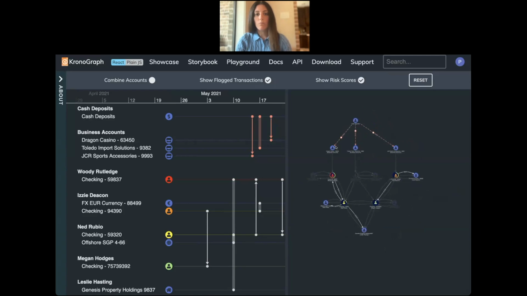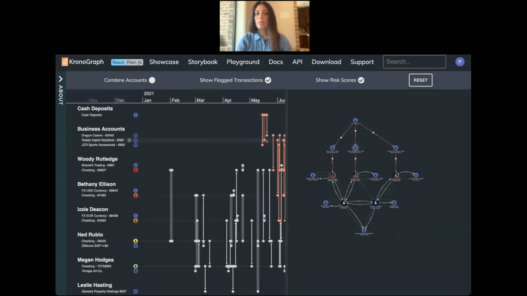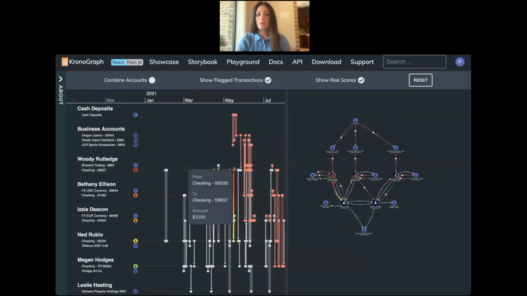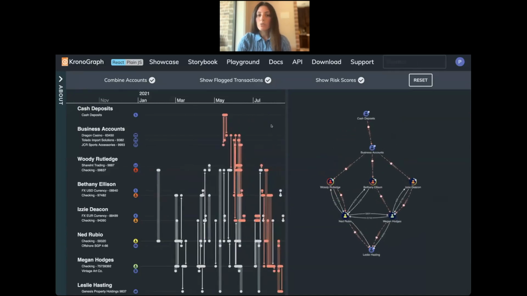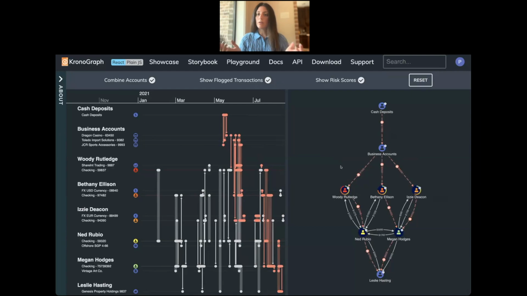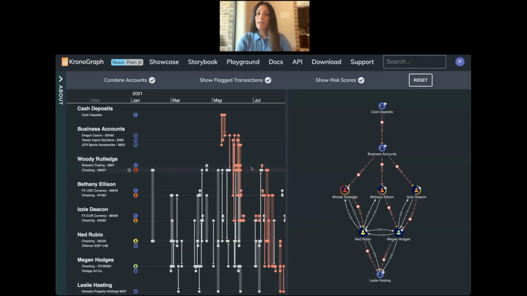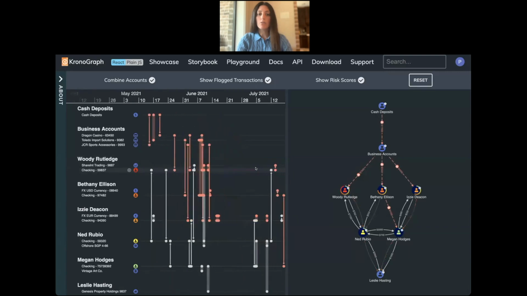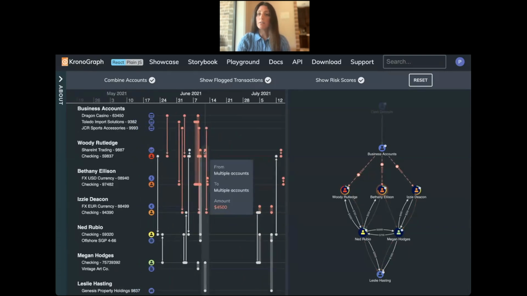And then as we zoom out, another great way to be able to narrow down is to combine the accounts. So it takes those individuals and combines those accounts and those transactions. So it tells a very detailed story. So now we're able to really track the flow of that cash deposit that was made to the business account, to Woody Rutledge, over to Ned Rupio, down to Leslie Hastings. And we can actually see when that money laundering happened. And then again, we can still zoom in on the timeline and see when those individuals happened, and they're highlighted as well, so we know what to investigate.